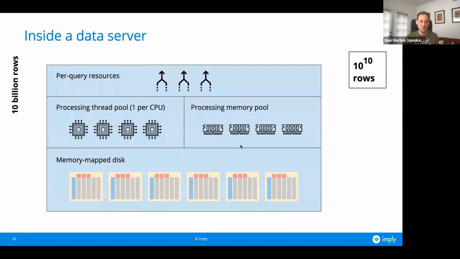Okay, so that being said, those are the goals. How do we achieve those goals? This picture here is a schematic picture of a data server. I want to call attention to some of these pieces and talk about how they help us achieve the goals. First off, this memory map disk.